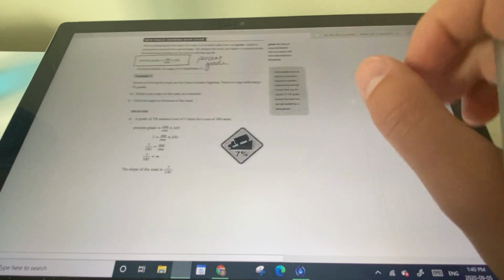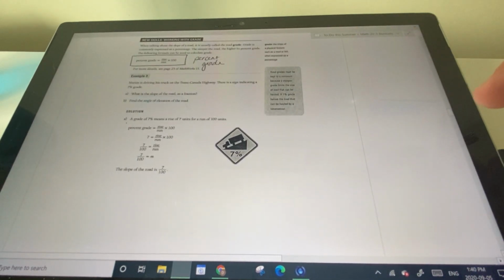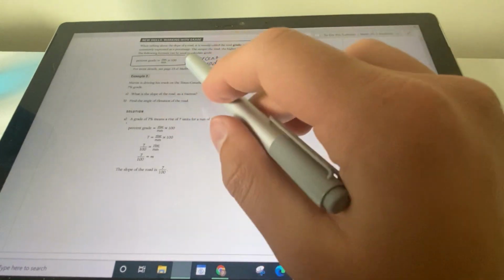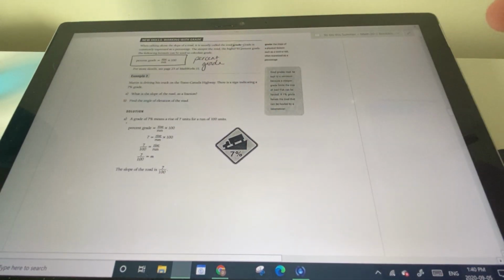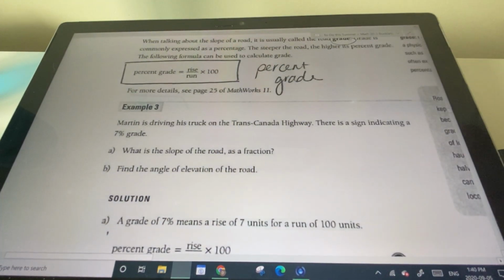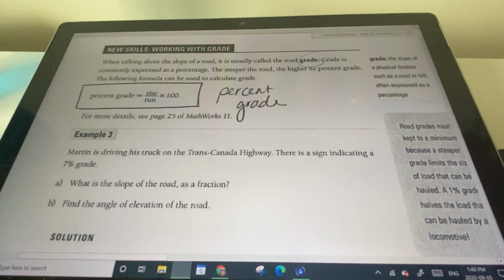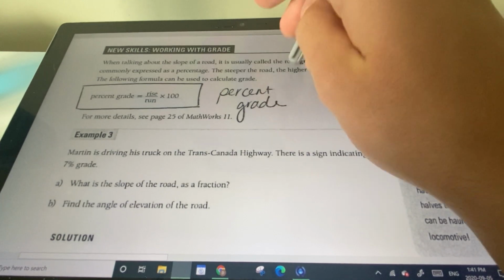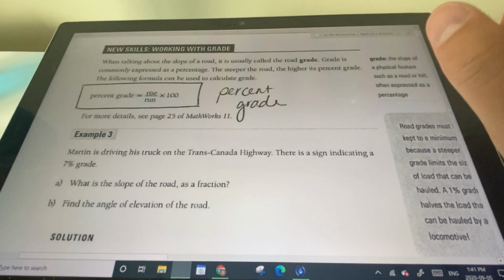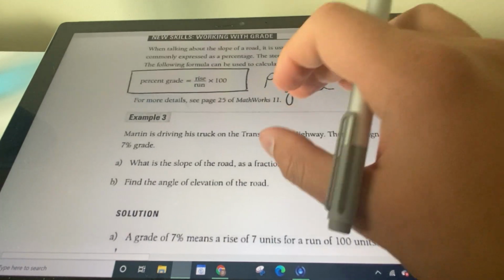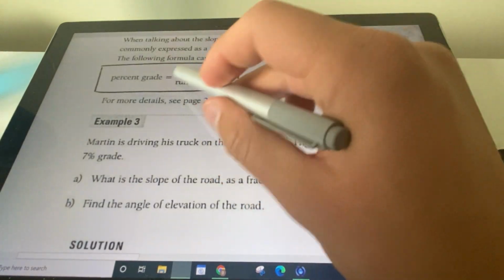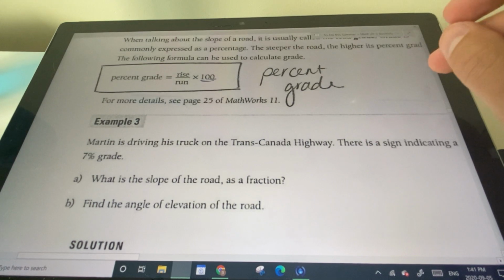Now, I think we're coming up on the last thing, which is percent grade, or also just known as simply grade. This is used a lot in mountaineering, so people who climb or mountain bike talk about the grade of the ramp or the grade of the slope. Lots of people building ramps or bridges need to know this. All it is, is you're taking your slope decimal and making it into a percent.